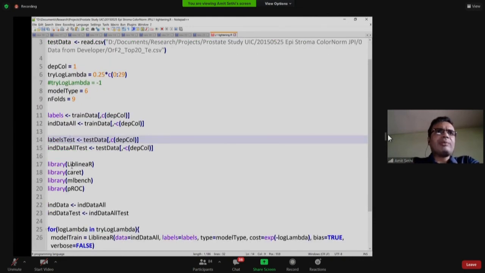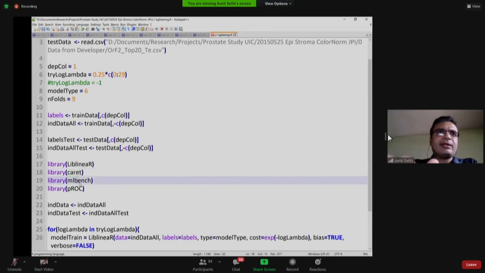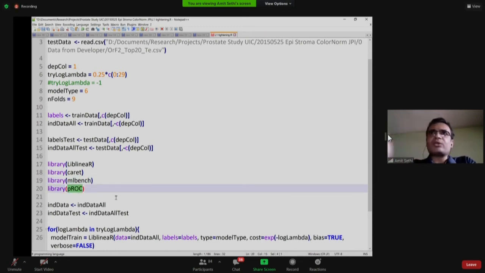And then I'm using some libraries, liblinear. So liblinear is a library to fit these linear models such as linear regression, logistic regression, ridge or L2 penalized linear regression, L1 penalized linear regression, etc. And then there are some other libraries like Caret and ML Bench. These help me create different folds for the data so that I can fit on k-1 folds and test on the kth fold. And pROC helps me produce that ROC curve that I showed, whose area is supposed to be below 1, but ideal area is 1.